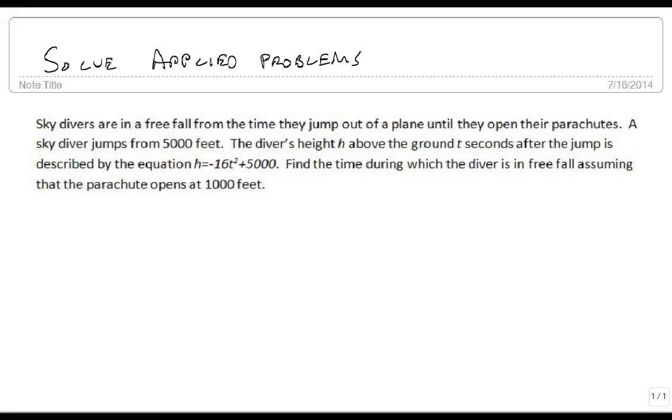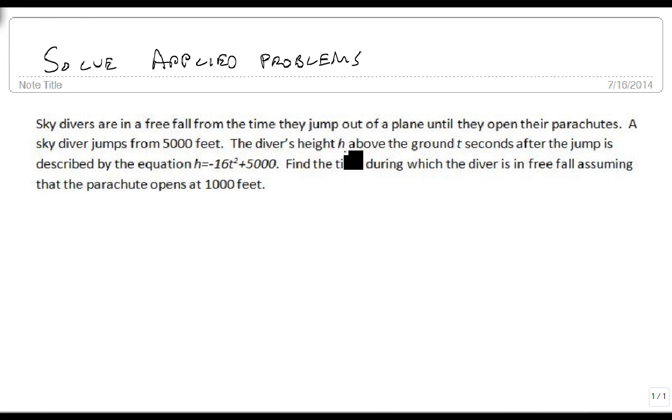We are now going to solve applied problems using quadratic equations. In this particular problem, we're talking about skydivers. And skydivers are in a free fall from the time they jump out of a plane until they open their parachutes. A skydiver jumps from 5,000 feet.